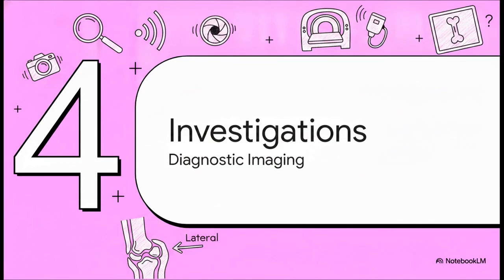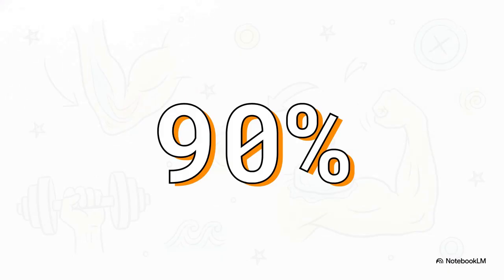When do we actually need imaging? Well, ultrasound has a 90% sensitivity for this condition. Let's put that into perspective. It means the absence of ultrasound findings effectively rules the condition out entirely. If the scan comes back clear, no way is it lateral elbow tendinopathy. That should instantly prompt you to investigate differentials.